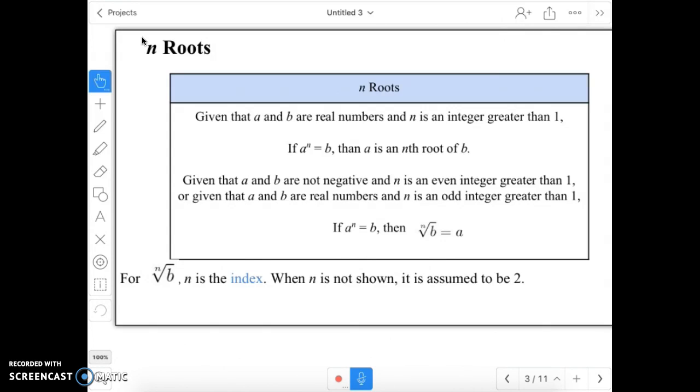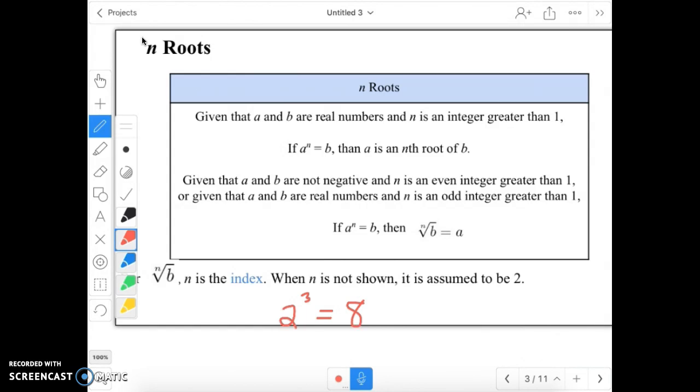Talking about nth roots. Given that a and b are real numbers, and n is an integer greater than 1, if a to the n equals b, then a is an nth root of b. So if I were just to put a quick example of that, let's say a was 2, n was 3. We know that that means that b would be equal to 8.